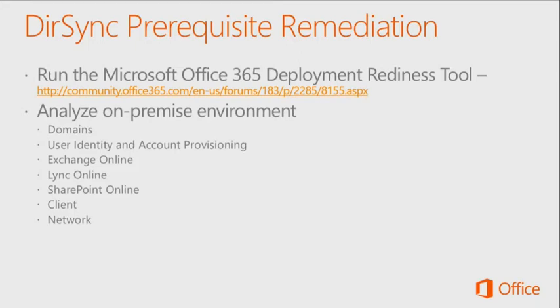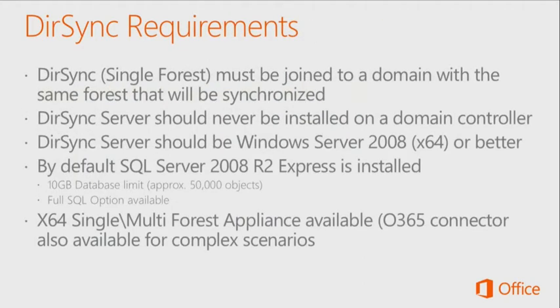It's going to check for how many Active Directory controllers you have, how many Exchange servers you may have. It's going to give you all kinds of good information if you run this tool first. And you need to fix any problems that it discovers before you install the DirSync tool. So it's going to analyze your on-premise environment, domains, user identity, Exchange Online, Lync Online, SharePoint Online, the clients, and the network. So it's a pretty good tool. We use this not just for Office 365, but for discovery when we have a new client. So their local domain. Okay.